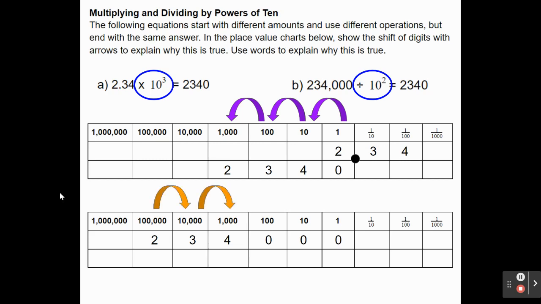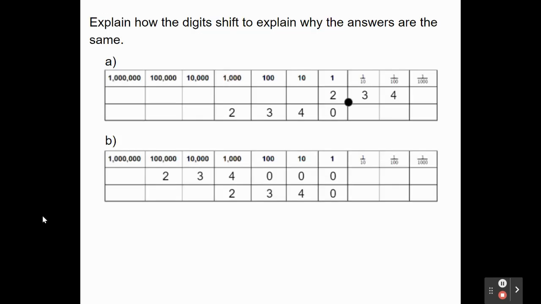So now the 2 is in the thousands place. The 3 is also going to shift 2 places to the right, so it's going to be in the hundreds place. The 4 is going to be in the tens place, and the 0 in the ones place. So notice that both of our answers are 2,340. We're going to explain our thinking and what just happened with the movement of digits in words on the next slide. Now, let's use words to explain how the digits shift to explain why the answers are the same.